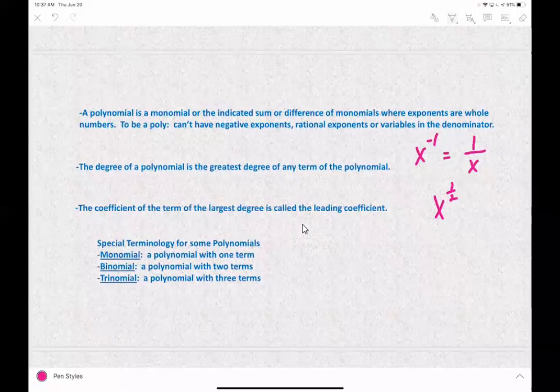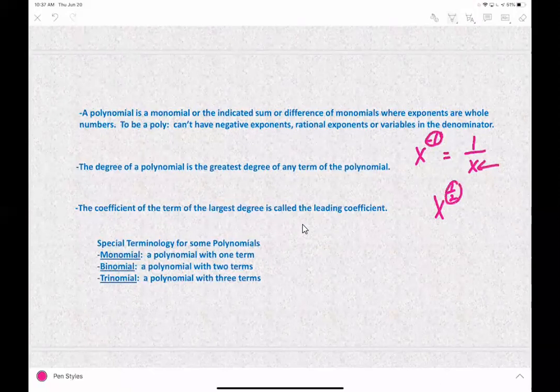And then also, of course, it's a monomial, indicated sum or difference. So we can have multiple terms in a polynomial. We just have to make sure the terms don't have negative exponents, the term is not in the denominator, and our exponent is not a fraction.